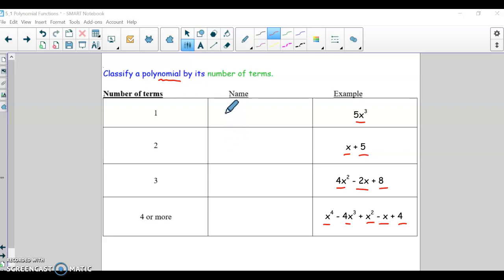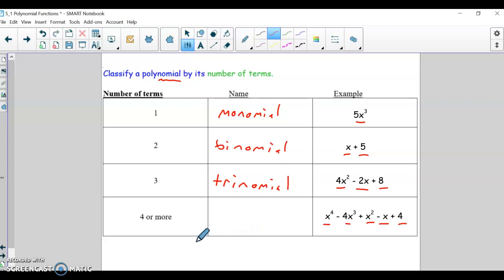Okay, so one, maybe you've heard mono means one, like monotheistic means one God. So monomial is for just one part. 2 is like bicycle, or bifocals means 2. So in this case, it's a binomial. 3 is like a tricycle. So this one's a trinomial.